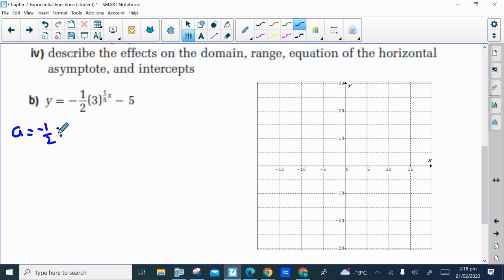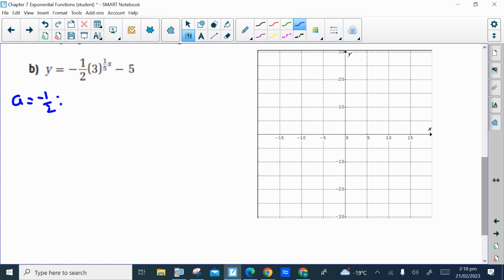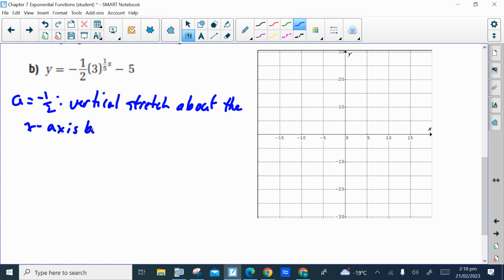You're going to have a vertical stretch as well as a reflection. So it'll be a vertical stretch, and remember you always have to state about which axes. So vertical stretch about the x-axis, as well as the scale factor. That's by a factor of 1/2, and then the negative part is your reflection. It's a reflection about the x-axis.